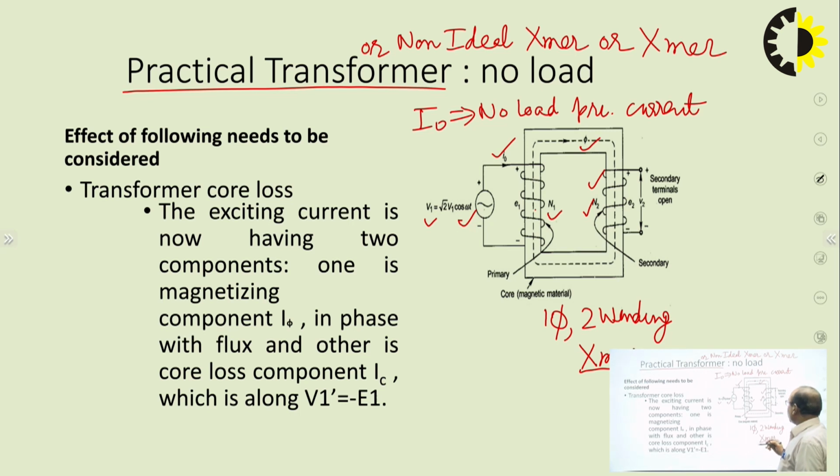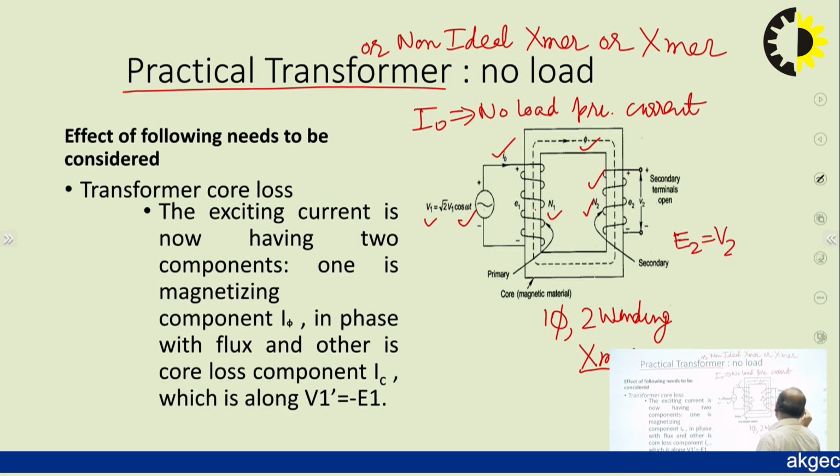Now, other than this, when secondary circuit is open circuit, that time the induced EMF E2 in the secondary will also be equal to terminal voltage of secondary, that is V2. When no current is there at secondary side, there will be no voltage drop, and when there is no voltage drop, whatever is the induced EMF in secondary, that is this E2, same will be the terminal voltage V2 across secondary terminals. So this will be the condition. Other than this, primary is having no load current, I0.